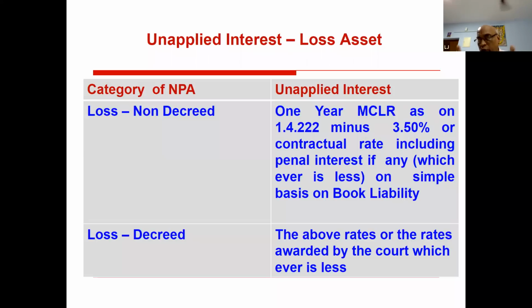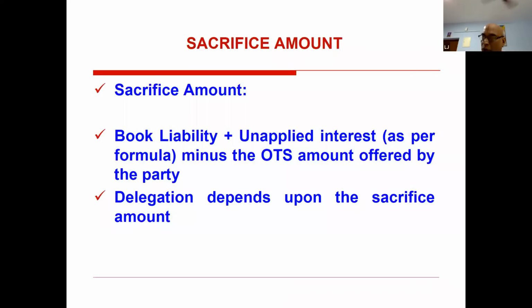Now what are you going to arrive at? You are going to arrive at a concept called sacrifice amount. So it is a compromise amount or sacrifice amount. Why are you arriving at the compromise amount or sacrifice amount? Based on the sacrifice amount only, the delegation of power takes place for the OTS proposal. For whom the OTS proposal note is to be placed depends upon the sacrifice amount.